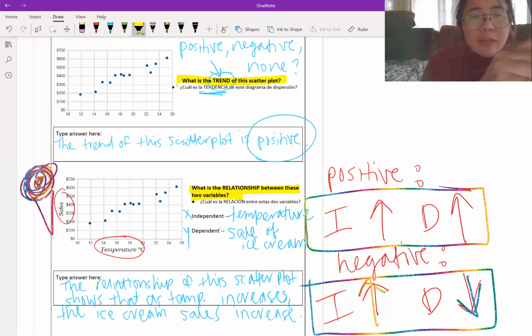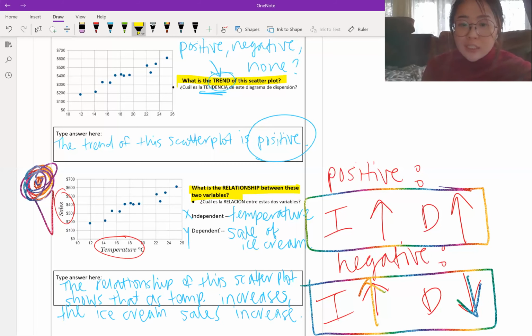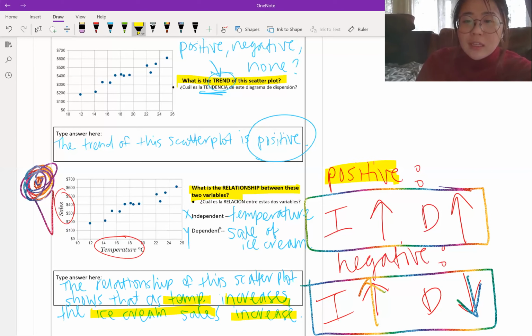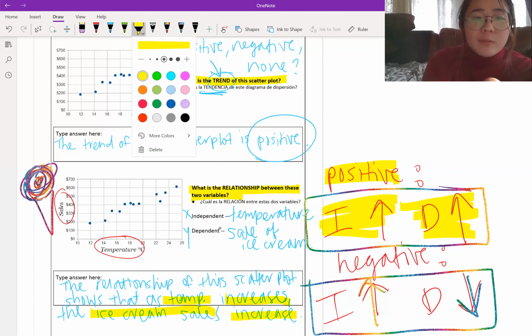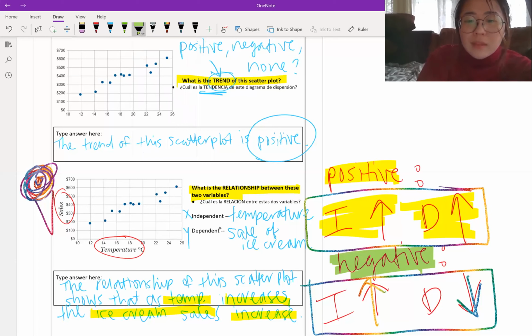So keywords here, right? When you're answering this question, what is the relationship? You can literally write it in this format. The relationship of the scatter plot shows that whatever the independent variable is, as that increases or decreases, the dependent variable also increases or decreases. In this case, because it's positive, they will both increase. For example, however, if it was negative, as it increases, it would decrease.